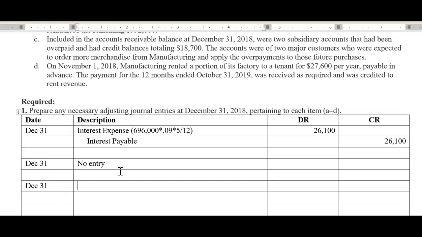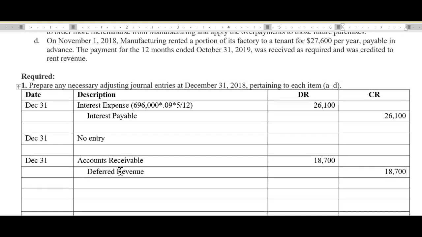Well, one, we need to go in and get rid of the credit balance in accounts receivable, and it was for $18,700. We need to reclassify that from accounts receivable over to our deferred revenue for $18,700. That shows that we owe these customers goods or services equal to $18,700.